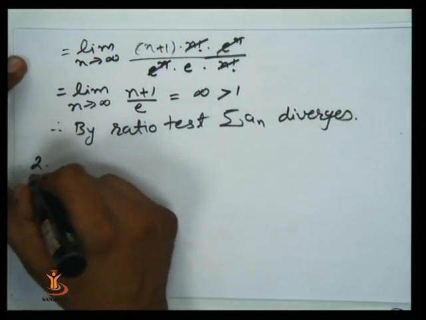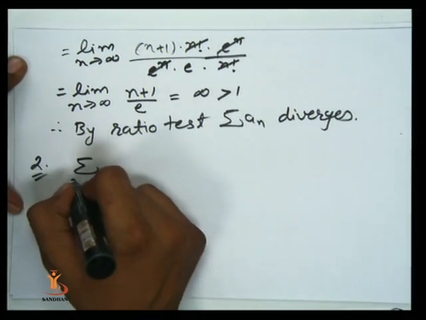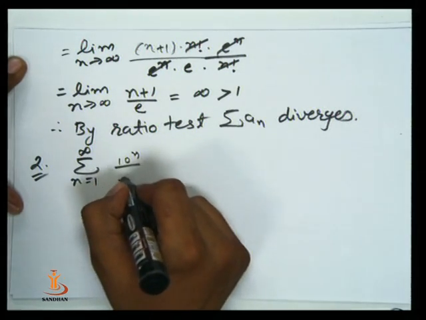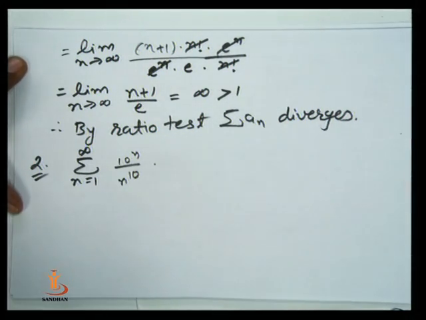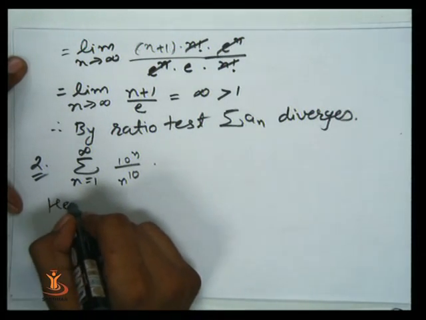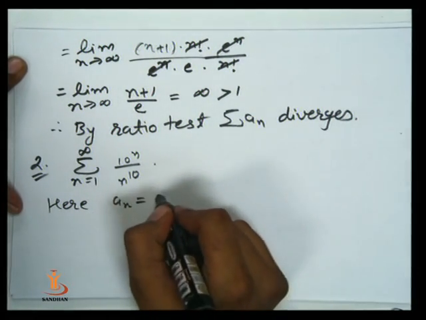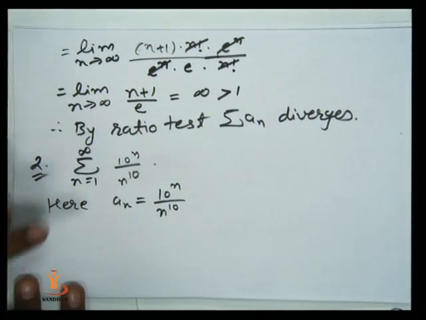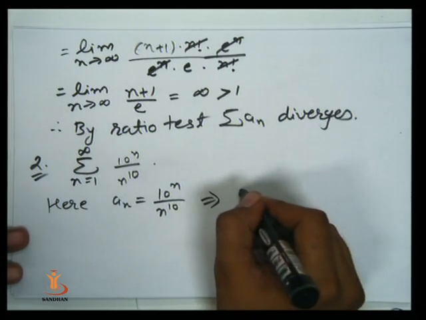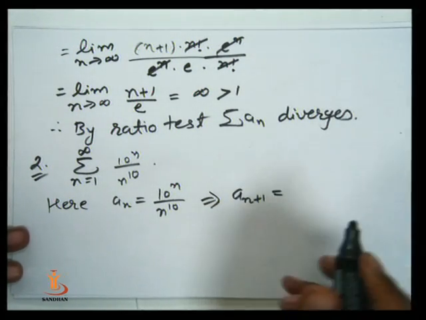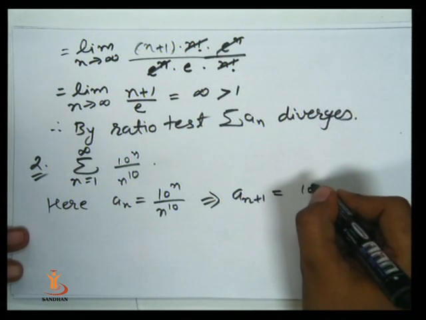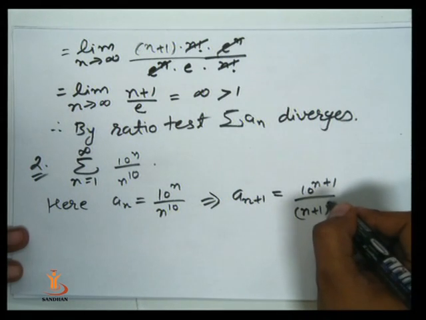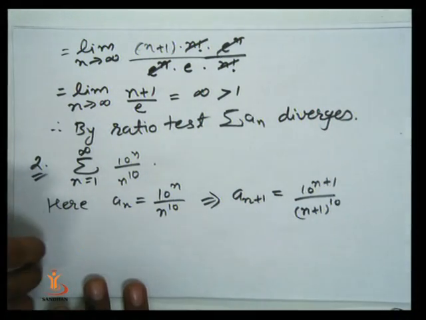Now the second example is summation n equals 1 to infinity of 10 raised to n upon n raised to 10. Here what we have as an is 10 raised to n upon n raised to 10, and from that a n plus 1 can be obtained by replacing n by n plus 1 in the terms of an. So we get 10 raised to n plus 1 upon n plus 1 raised to 10.